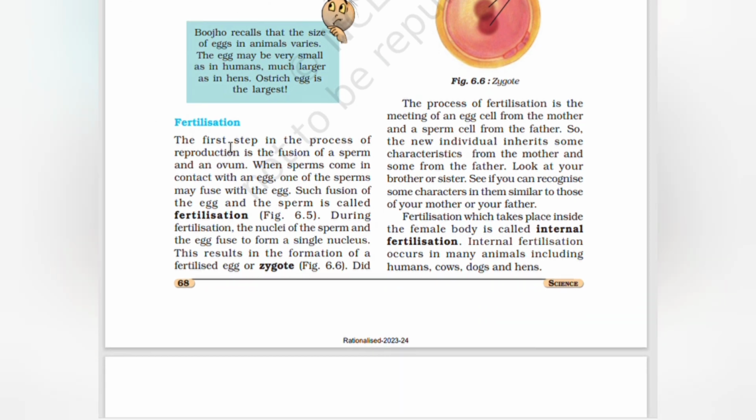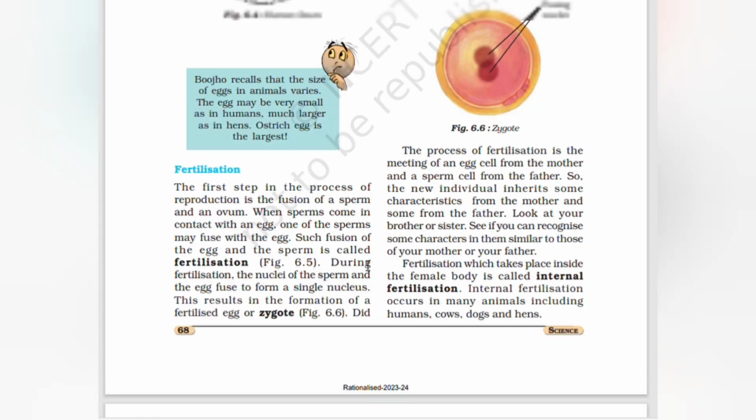Fertilization. The first step in the process of reproduction is the fusion of the sperm and the ovum. When sperms come in contact with the egg, one of the sperms may fuse with the egg. It is the fusion of the egg and sperm that is known as fertilization. During fertilization, the nuclei of the sperm and the egg fuse to form a single nucleus. This results in the formation of a fertilized egg, which is known as the zygote.